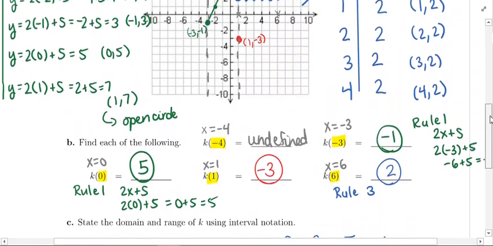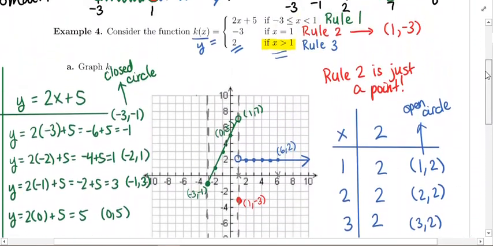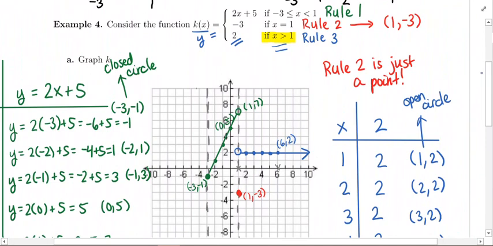That is it for this graph. This was a tough problem. Not only did we have 3 rules, but it was very choppy. So the domain and range here may be difficult. Review it and let me know if you have any questions.